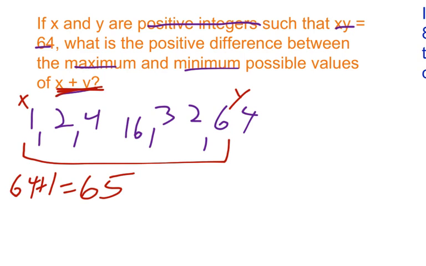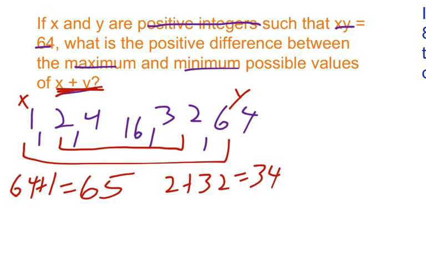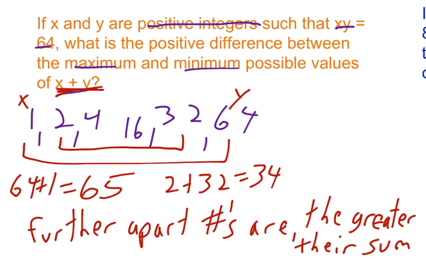Now, what if we would do numbers that are closer together, like 2 and 32? Those only add up to 34. So the pattern is, the further apart they are, the greater their sum. So the maximum is just going to be the 1 plus the 64. So our maximum value is 65.